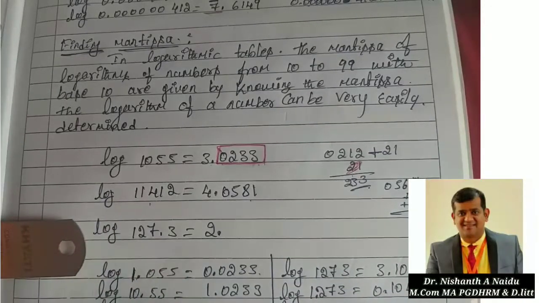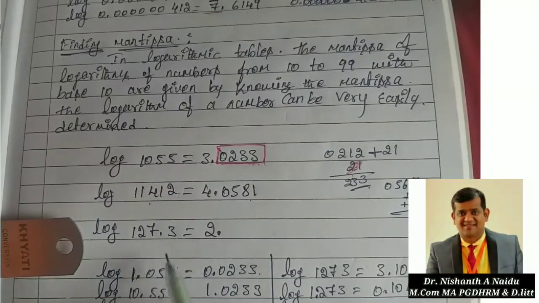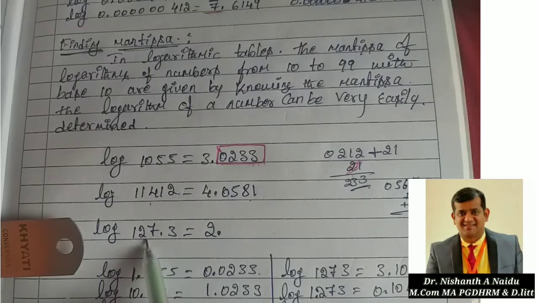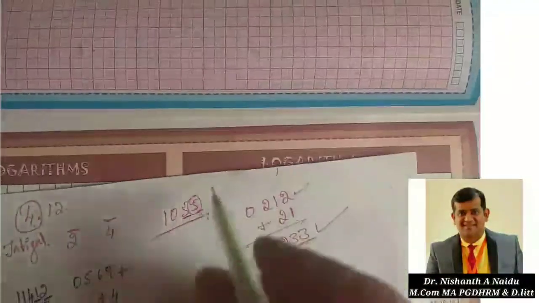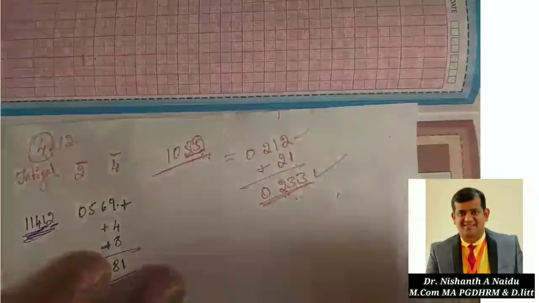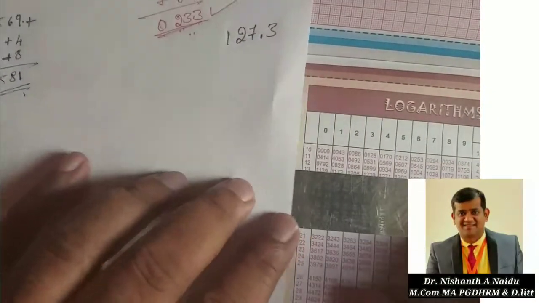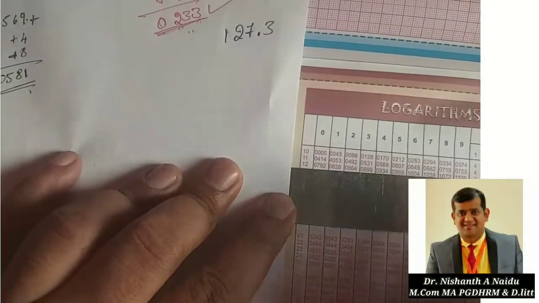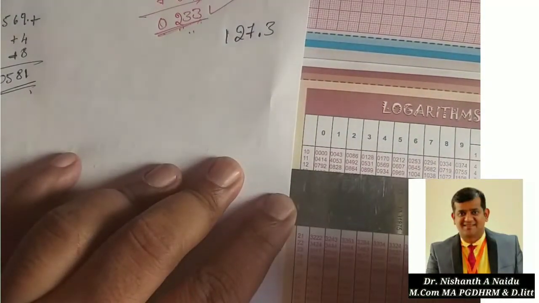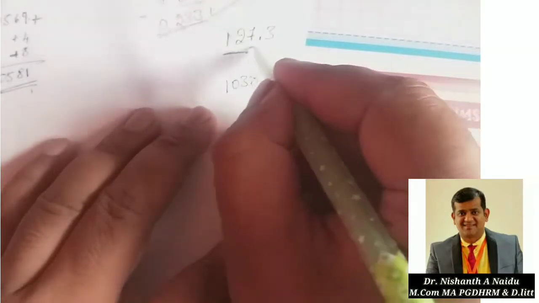Next, 127.3. So first we have to go to the 12th row of the logarithm table and find the value of 7. Let me write 127.3, correct. So let me go to the 12th row, 7th column, that is 1038. We are done with this part.